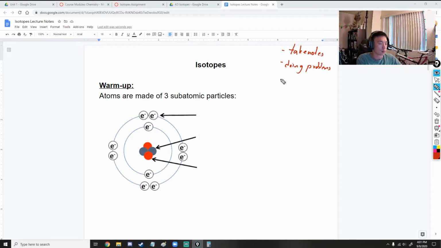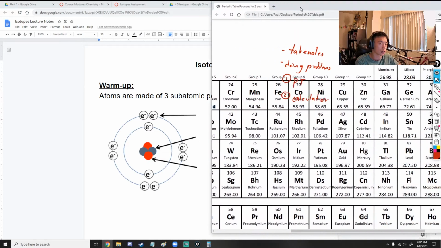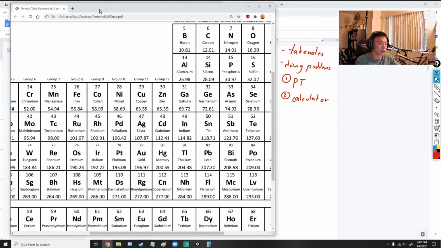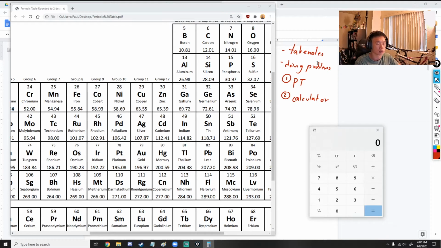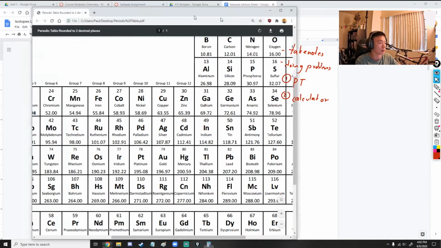Okay, you're going to need two things for today's lecture. The first thing you're going to need is a periodic table, and the second thing that you'll need is a calculator. Okay, we're going to be doing a little bit of simple math, just adding and subtracting, and we're also going to be looking at the periodic table. So make sure that you guys have a copy of the periodic table with you, and make sure you guys also have a calculator, whether it's on your phone or you actually have a calculator out. Just make sure you have those two things with you.